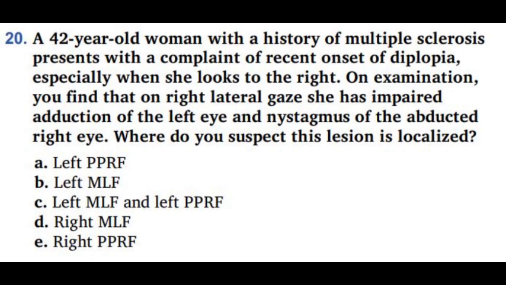Okay, so back to our question. We've said that the eye that cannot adduct is the eye that is affected. So that would be the left MLF.